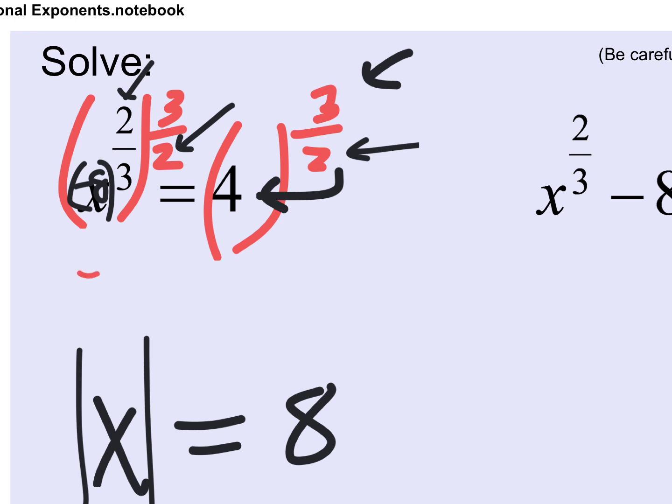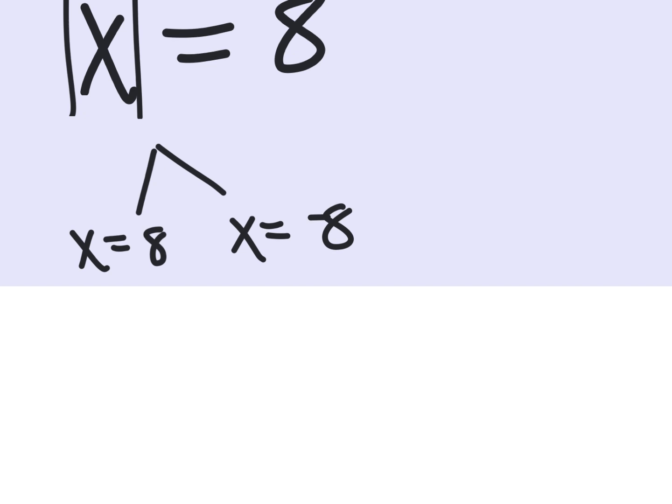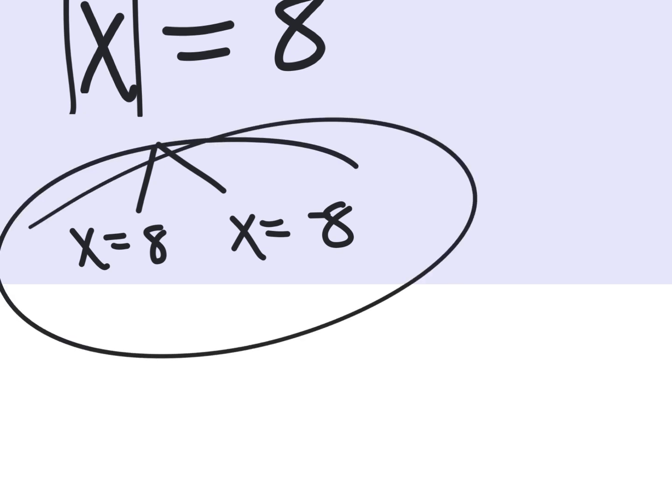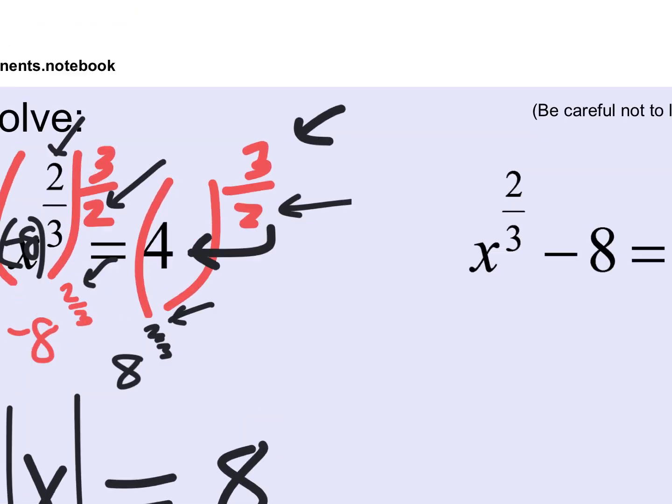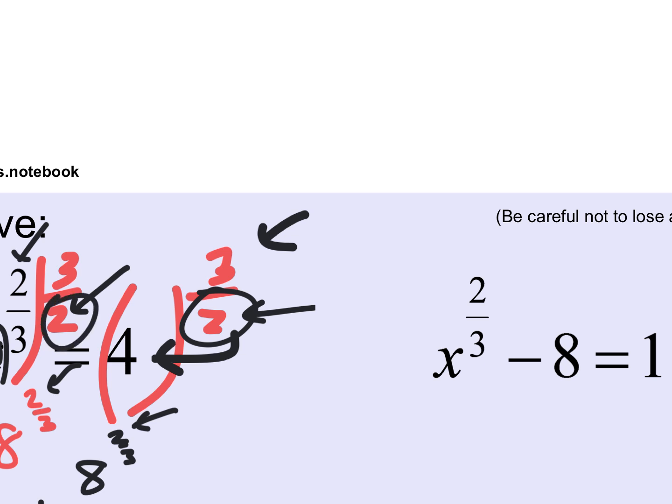If you had a negative 8 here and you put it to the 2/3 power, you'll get the same exact thing as if you had a regular 8 there and you put it to the 2/3 power, because you'll get 2 or negative 2, and then when you square it, you'll get the same exact thing. So you see how easy it would have been to forget one of those answers? Why did it happen? Because we put it to an even root.